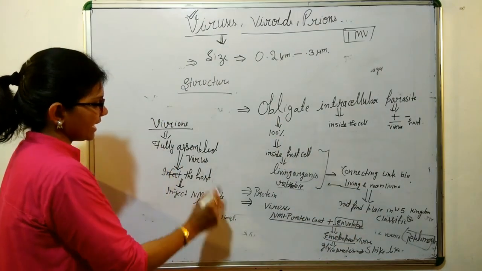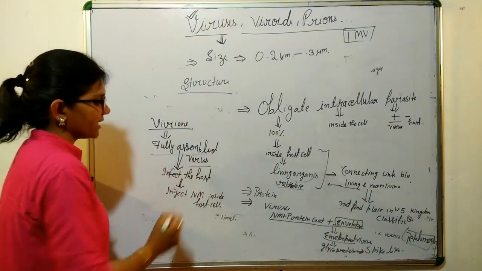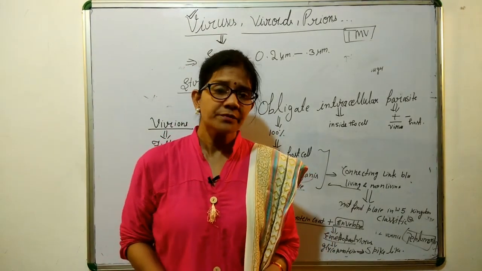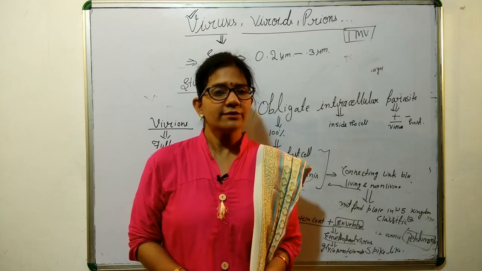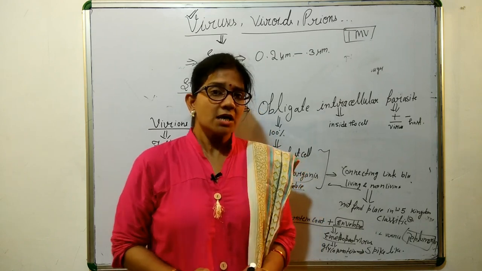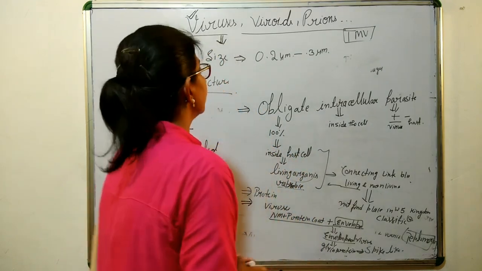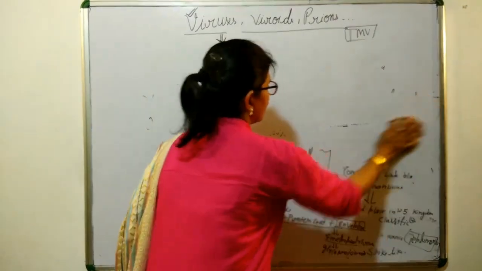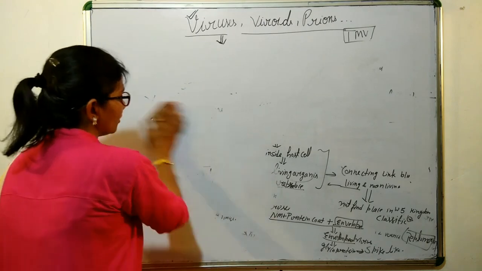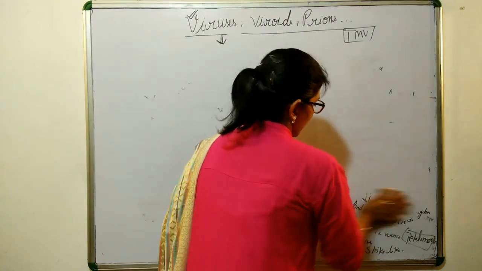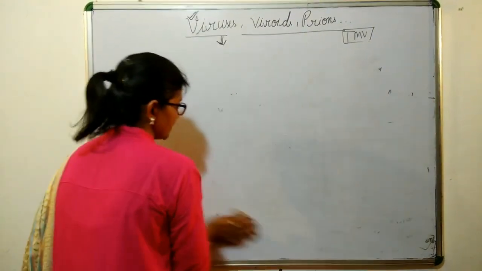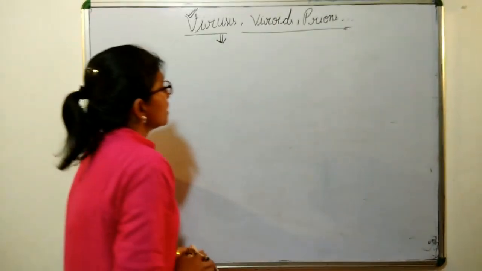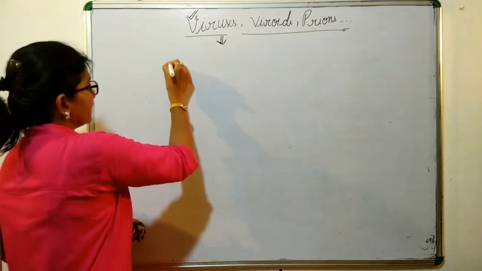Then virions, I have told you the fully assembled virus is known as virions. They have the potential to infect any host cell. So it was all about the viruses. Now let's discuss our next term, which is viroids. There are so many things to tell about viruses, but at the level of this introduction or comparative study, it is sufficient for you. So what is this viroid?